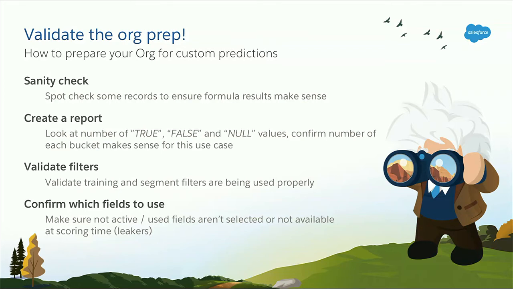And then also confirm which fields to use. So this is one of the more complex concepts in machine learning, what we call the leakers, which are fields that essentially only populate after a prediction event has happened. Let me give you an example on that.